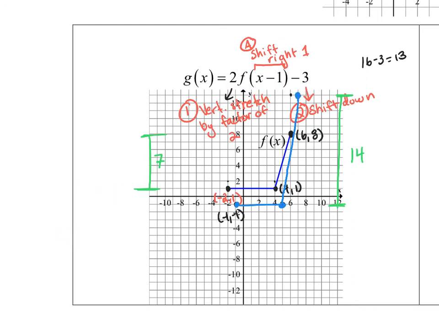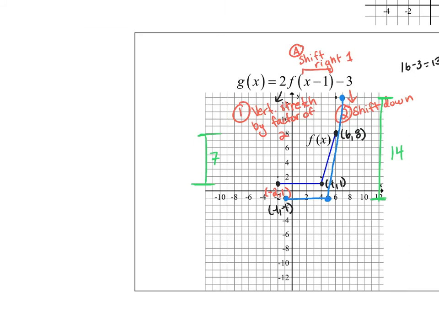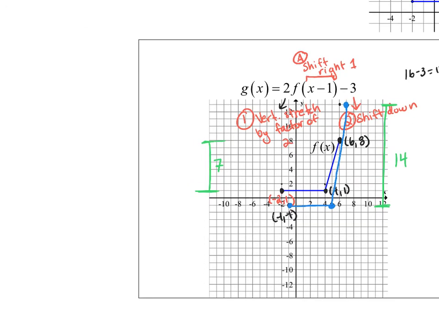The difference is you're not going to look at a graph, you're going to look at a table of values or some numbers and see what happens there. So I'm going to start by just writing down the original ordered pairs on the function. The original ordered pairs were (-2, 1), (4, 1), and (6, 8).